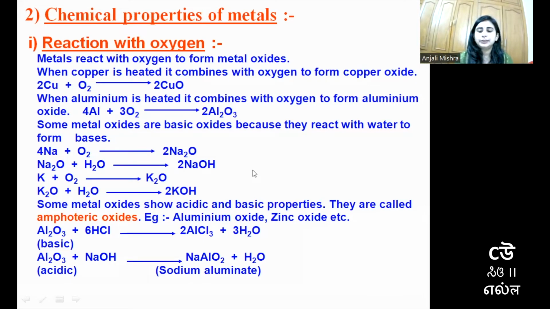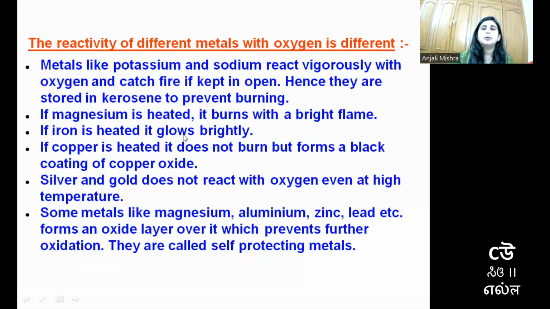Moving on to the next slide. Now we are going to cover about the reactivity of different metals with oxygen is different. First statement says that metals like potassium and sodium, they react vigorously with oxygen and catch fire if they are kept in open. Hence, they are stored in kerosene in order to prevent burning.